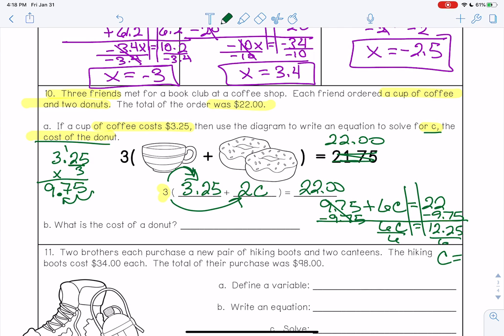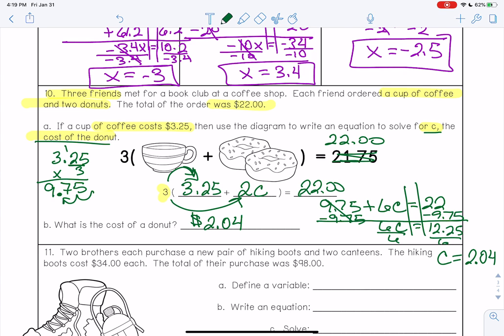And let's see, $2.04. Now it actually comes out to like 2.0416 and then another 6 and another 6. But remember, when we're working with money, we use 2 decimal places, right? So that 4 would be 4 cents, which is 4 pennies, and we don't have anything smaller than pennies when we're working with money. So what is the cost of a donut? The cost of the donut is $2.04.